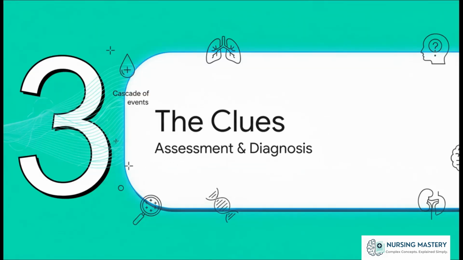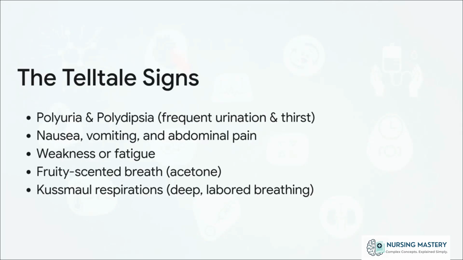So with that whole cascade going on inside the body, what are you actually going to see at the bedside? This brings us right to our next section, the clues. This is where your assessment skills are everything. Your patient is going to show up with some really classic signs. That osmotic diuresis leads to polyuria and polydipsia. They're peeing constantly and are unbelievably thirsty. The acidosis often makes them feel sick to their stomachs, so you'll see a lot of nausea, vomiting, and even bad abdominal pain. Of course, they're going to be weak and exhausted.